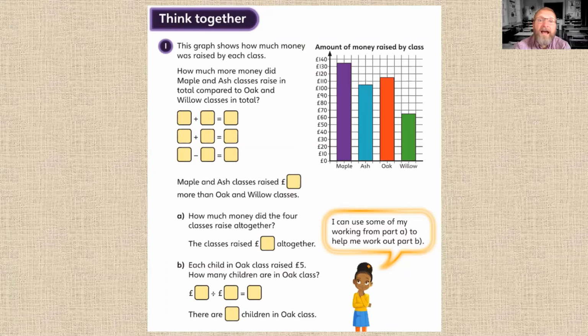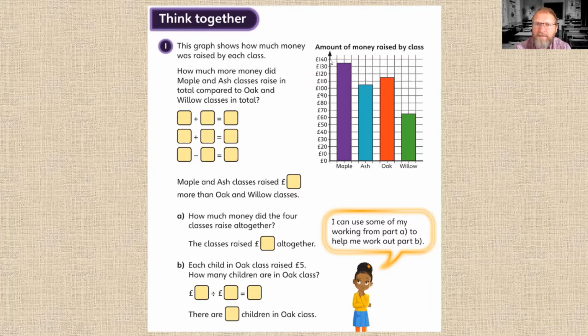So let's have a look at the answers now. Here we've got Maple, Ash, Oak and Willow classes along the horizontal axis, and along the vertical axis we've got all the money. This time the intervals are going up in 10s. They're multiples of 10: 10, 20, 30, 40, 50, 60, 70, 80, 90, 100, 110, 120, 130. So Maple was in between 130 and 140.